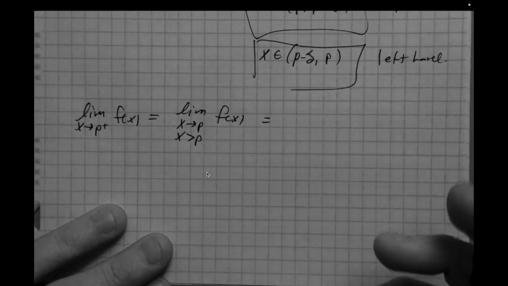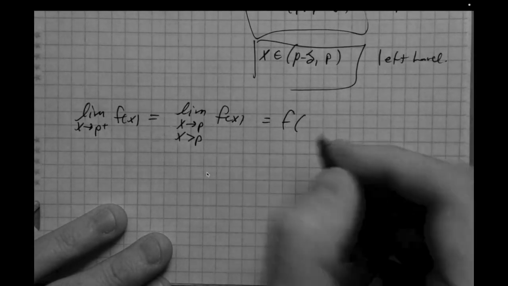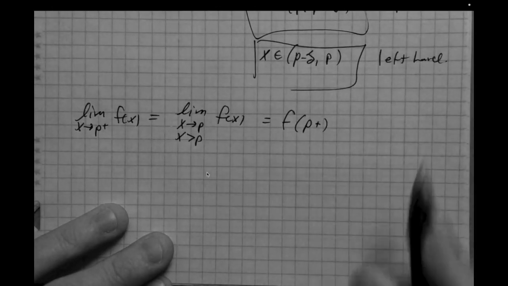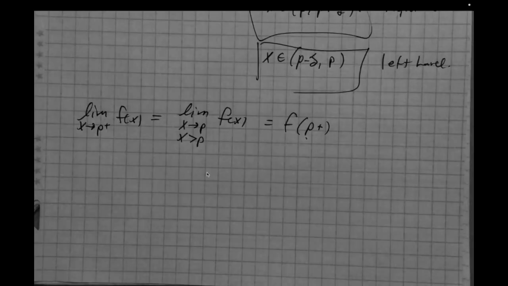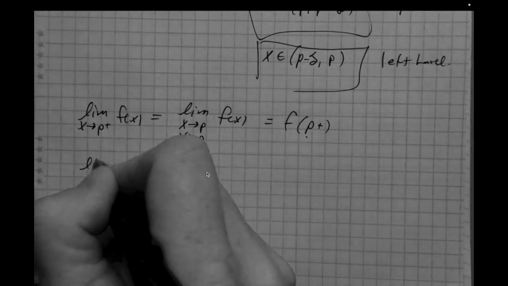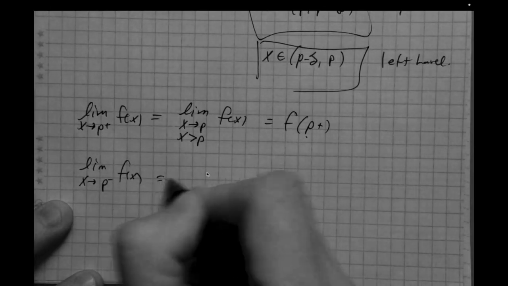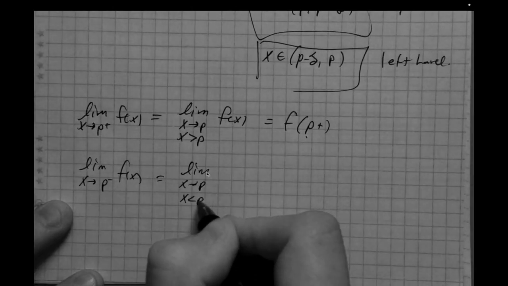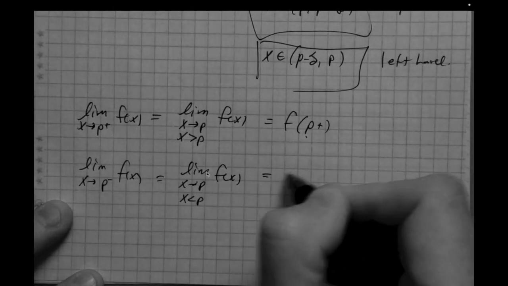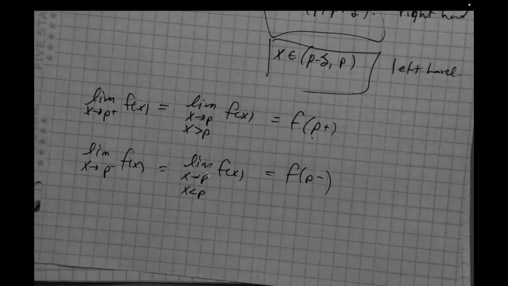Kind of a shorthand that we may use in proofs and when we're reasoning about these things is f of P plus. So these are all the same thing. This is a shorthand. It's not very often used, but we will sometimes use it. And then, of course, all of the stuff on the other side, x approaches P from the negative side. You could write that like limit as x approaches P where x is less than P. Or you could say f of P minus, if you want to be shorthand about it.